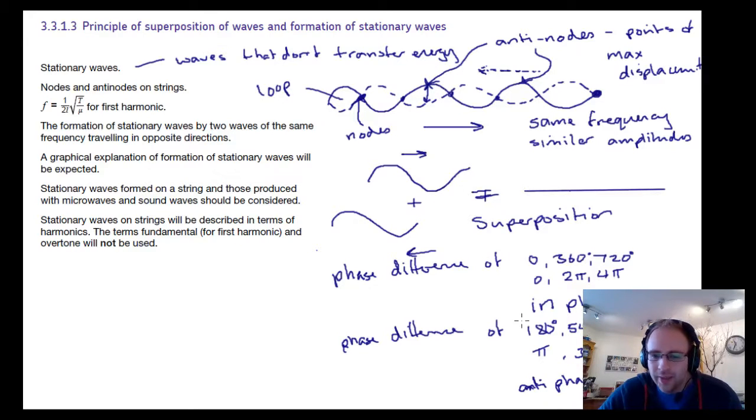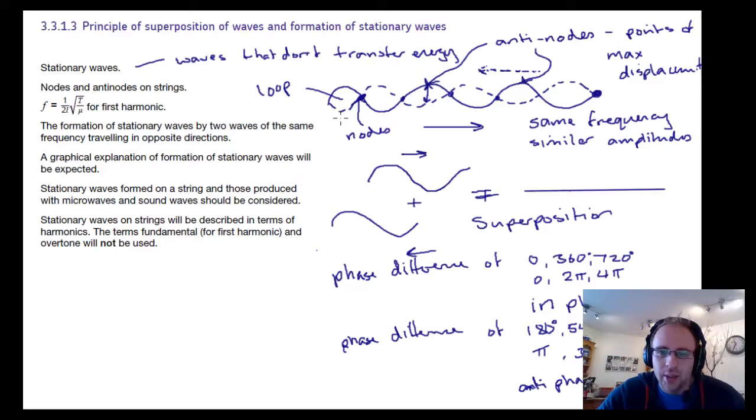So we can have different phase differences where it's not 180 degrees or 540 degrees, and the waves will be out of phase. But these specific values, so pi radians out of phase, is called antiphase, and if they're in phase, then they're a whole cycle apart. So if we've got two waves in antiphase, then they have a phase difference of 180 degrees between them.